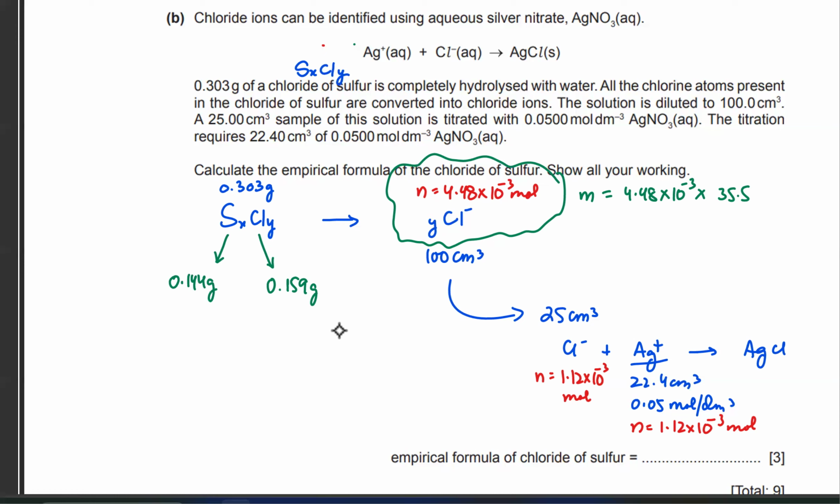0.144 grams. Now you are ready to find the empirical formula because you know the mass of the two things. What you're going to do is, what are the steps for finding the empirical formula? You divide by the Ar first, right? So this is going to be divided by 32.1 and this gets divided by 35.5. The answer for this one we already know. That's 4.48 times 10 power minus 3, right?